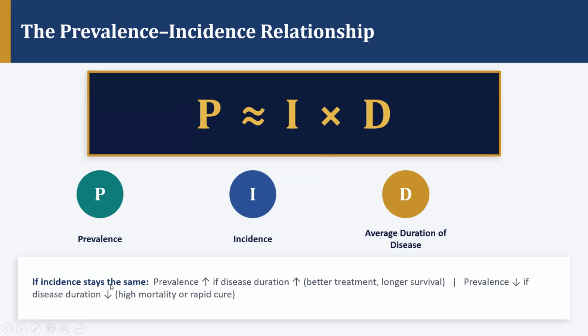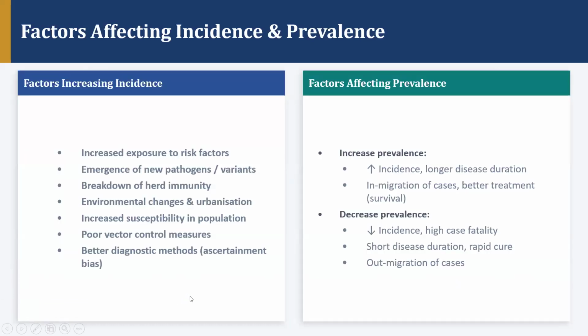If the incidence stays the same, prevalence increases if disease duration increases. With better treatment and longer survival, prevalence decreases if the disease duration decreases, due to high mortality or rapid cure.